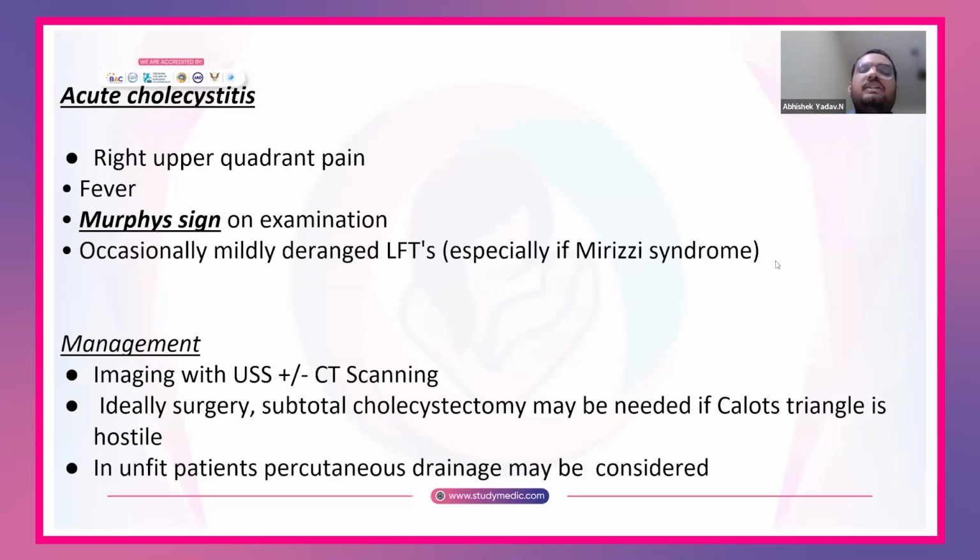Management usually involves imaging with an ultrasound or a CT scan for diagnosing it. Ideally, you have to go with surgery. Subtotal cholecystectomy may be needed if Calot's triangle is hostile. Sometimes, in case of an unfit patient, you go with percutaneous aspiration drainage.